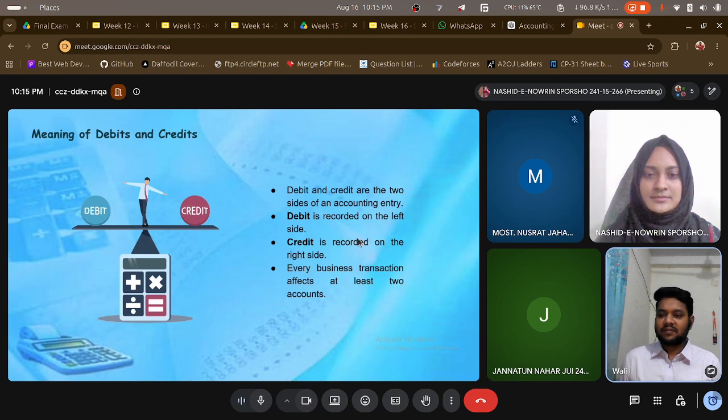So, here is my slide, meaning of debit and credits. Well, let's understand what debit and credit are. Debit and credit are actually two parts of a single coin. They are basically two sides of an accounting entry. Debit is recorded on the left side, credit is recorded on the right side. Every business transaction affects at least two accounts. It's not only in accounting transactions, it also happens in our daily life.